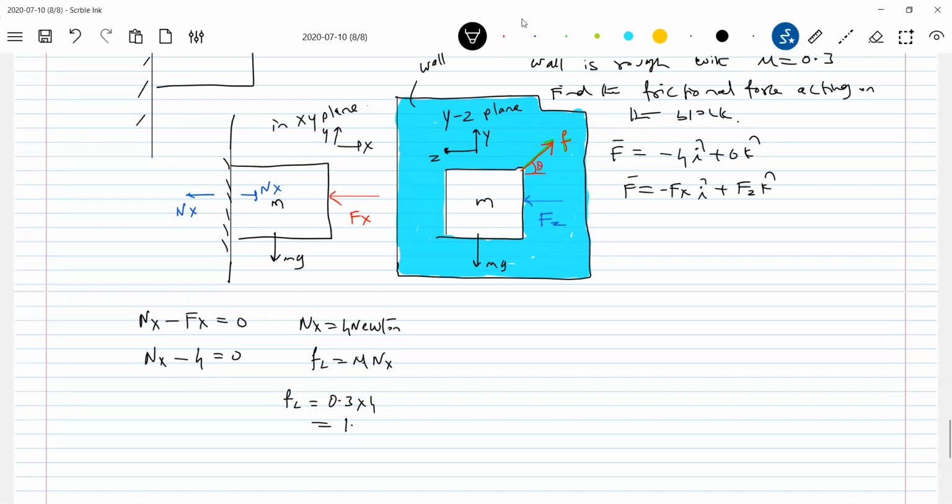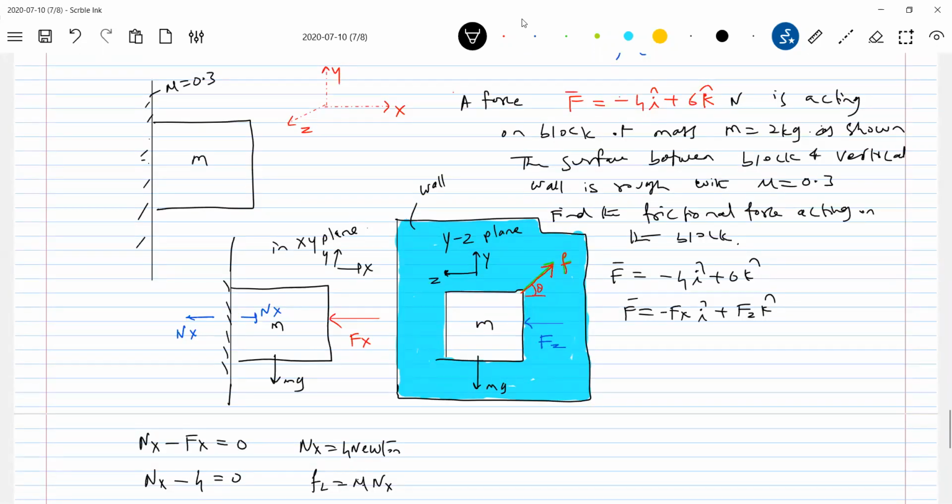N equal to how much? 1.2 Newton. I'll change this value a little bit. Let me make a higher value. All of you just notice here, I just changed the value. 10 I made it.